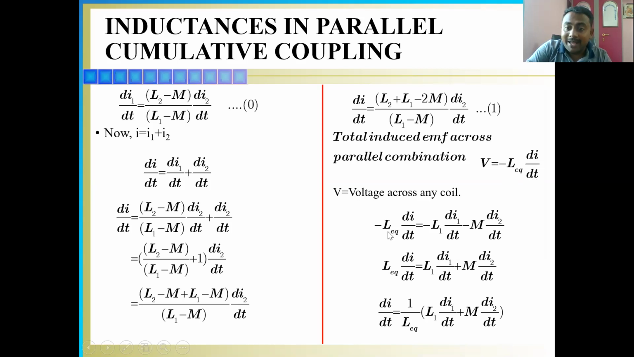Okay, L equivalent di/dt equals the self inductance of coil 1 and the mutual inductance of coil 2. Why? Because in parallel the voltage is the same. I can write another equation also, that is minus L2 di2/dt minus M di1/dt. Both convey the same thing. Why? Because in parallel the voltage is the same.